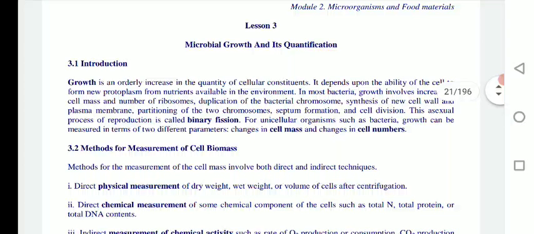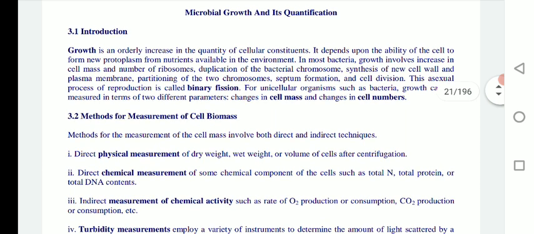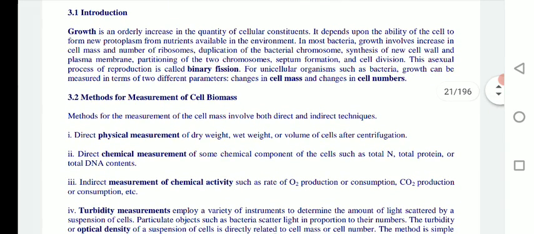Growth is an orderly increase in quantity of cellular constituent. This is the basic definition of growth, and it depends upon the ability of a cell to form new protoplasm from nutrients available in the environment. In most bacteria, growth involves increase in cell mass as well as number of ribosomes, then duplication of the bacterial chromosome, synthesis of new cell wall and plasma membrane and other cellular components. These are the basic events that normally occur during the growth of bacteria.